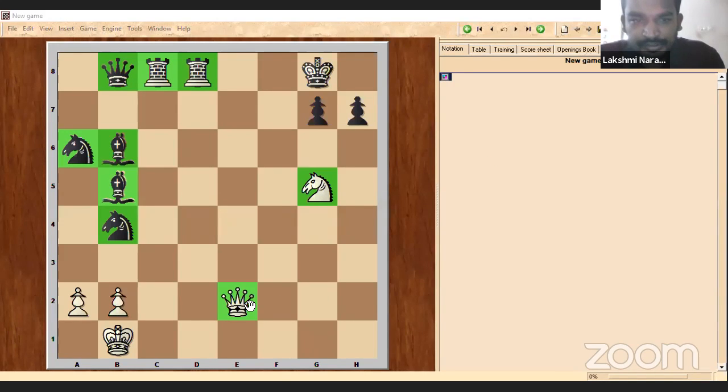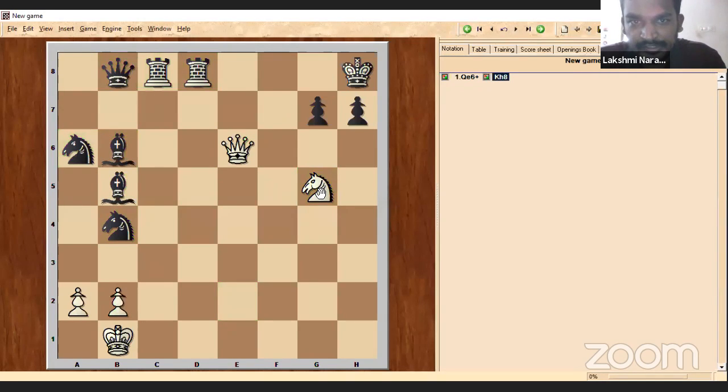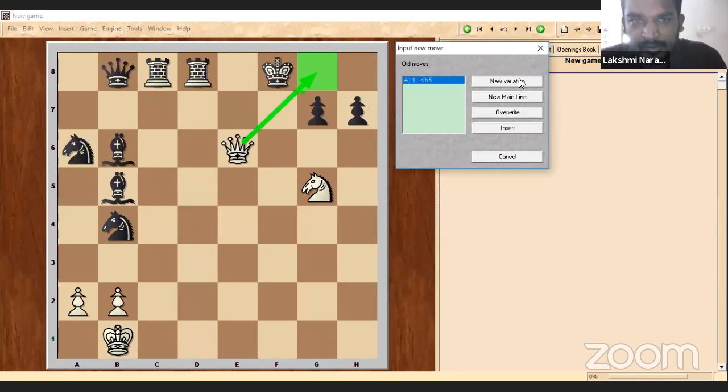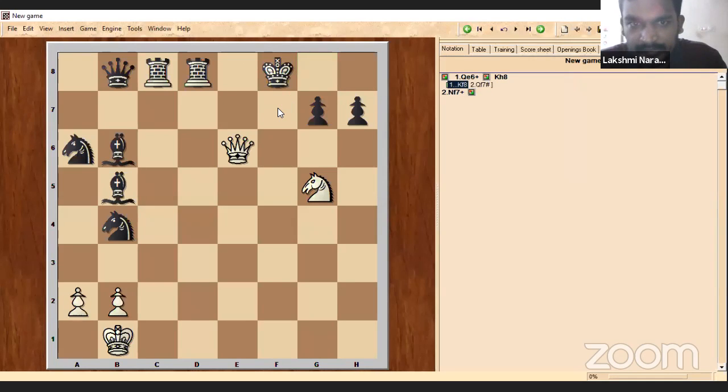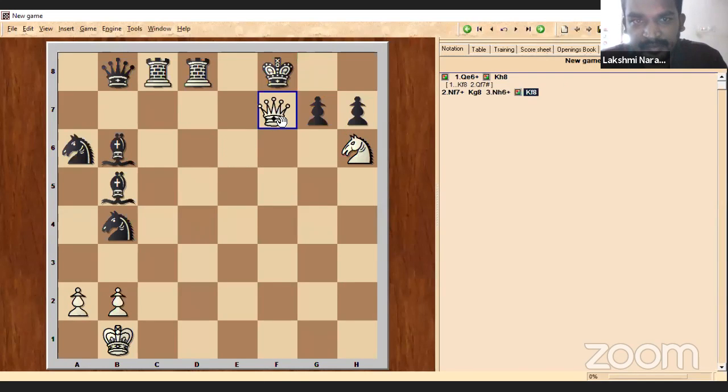I will just show one small idea. The queen can come to a6, check, and when the king goes to h8, we play knight to f7, check. Why knight f7? Because if the king goes to f8, then queen f7 is coming, mate. So finally, the king will go to h8. Now the knight will come here, check. King goes here, double check with the knight as well as the queen. So the king moves here, then we will mate. So finally, the king goes to h8.